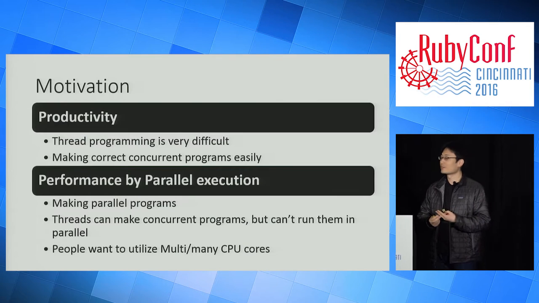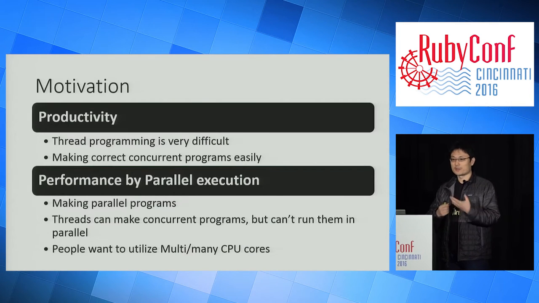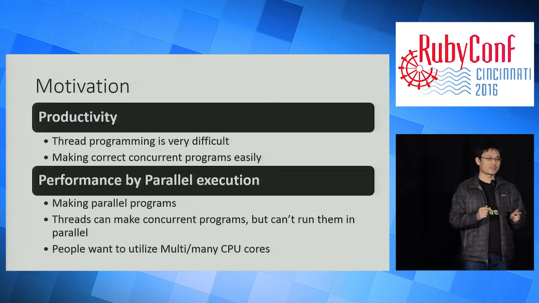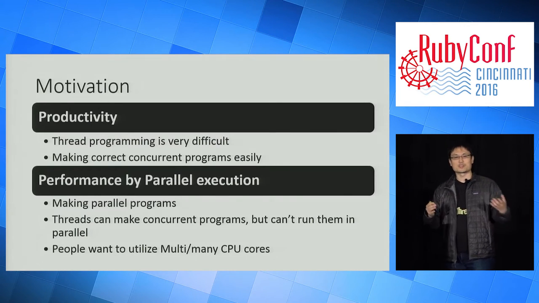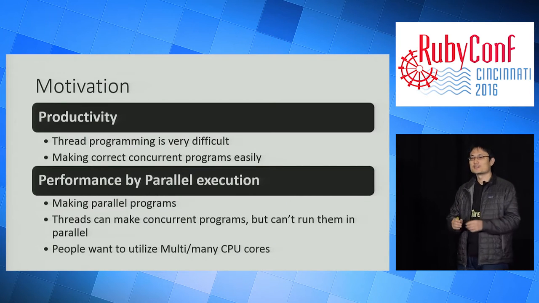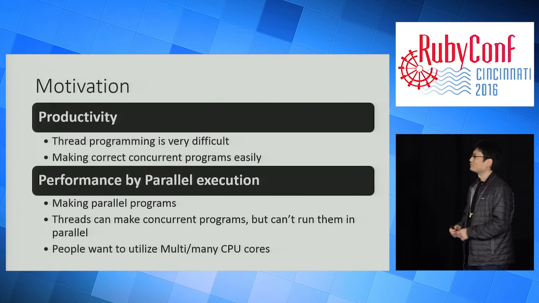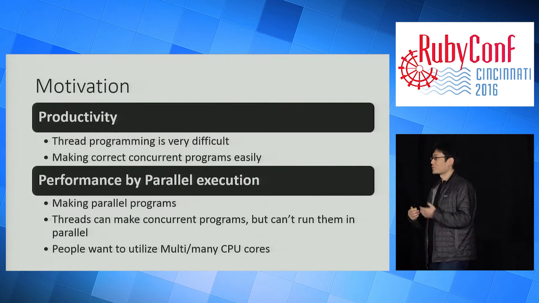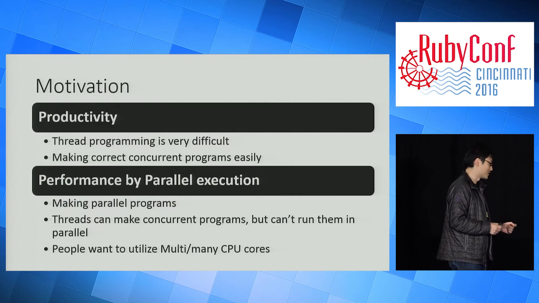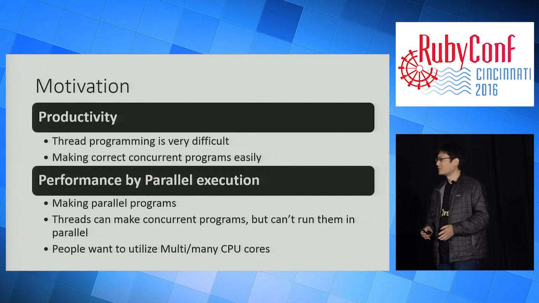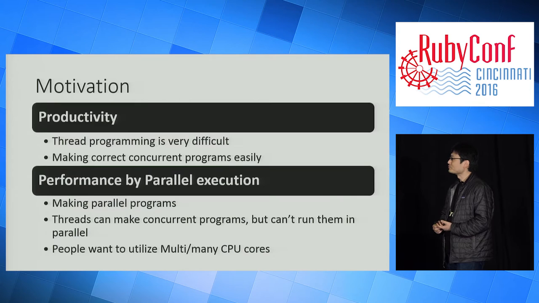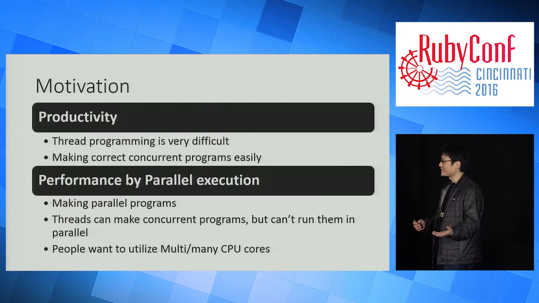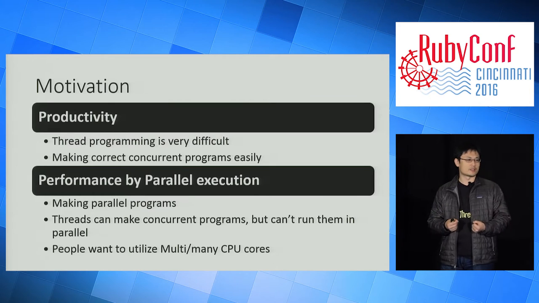we have two motivations. We want to improve the productivity of making concurrent programs. Thread programming is very difficult. It is easy to make multi-thread programs, but it is difficult to make a correct, no-bug, thread-safe program. So we want to provide some great abstraction to make concurrent programs easily. Another one is to improve the performance using multiple CPUs or many cores. Of course, your computer has many CPU cores, so we need to utilize such parallel computers.